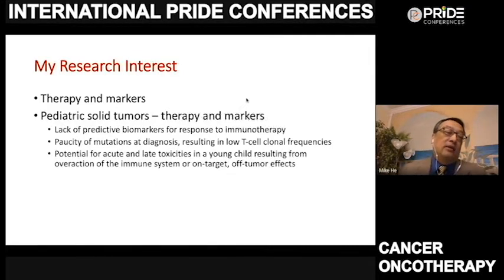There are a few key features for pediatric solid tumors. One is the lack of predictive biomarkers for response to immunotherapy. This is partially due to the paucity of mutations in these tumors. This paucity of mutations, as I mentioned earlier, will lead to low neoantigens and result in a low T cell clonal frequency, which is the T cell response. Next slide, please.